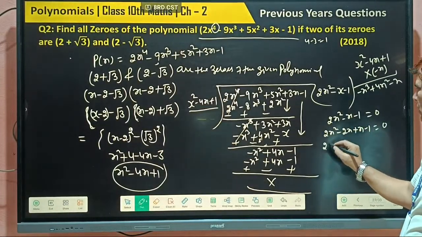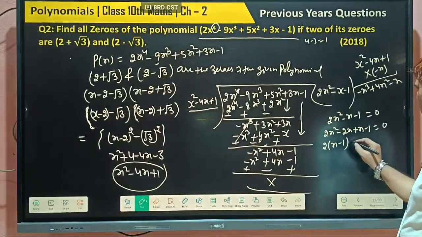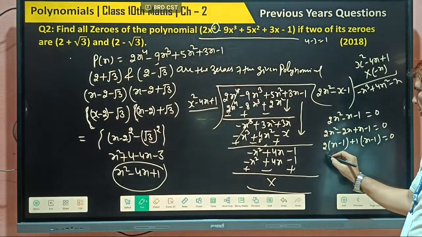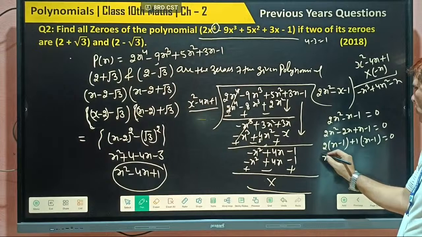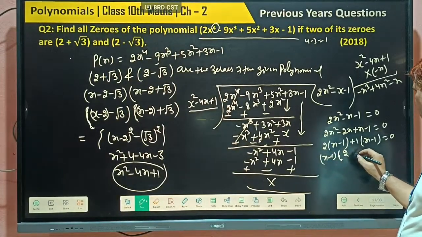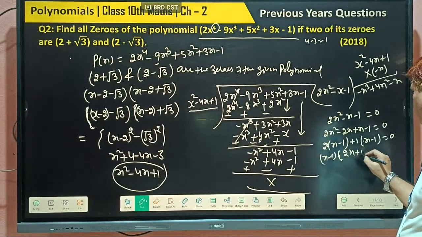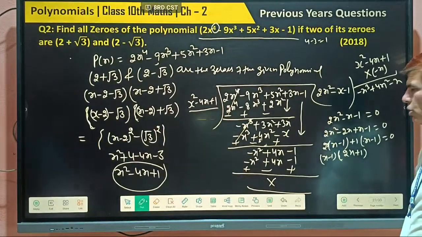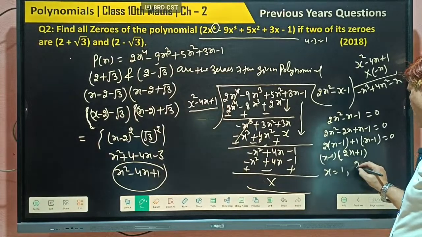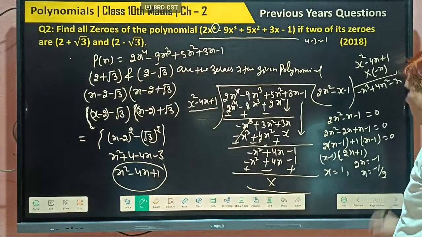So what's common? 2 taken common, x minus 1, and x minus 1 plus 1 taken common, x minus 1 equal to 0. So x minus 1 is taken common, and this is 2, 2x plus 1. Understood? When you put this equal to 0, x equals 1, and 2x equals minus 1, so x is equal to minus 1 by 2.